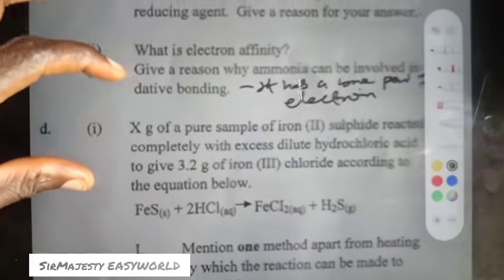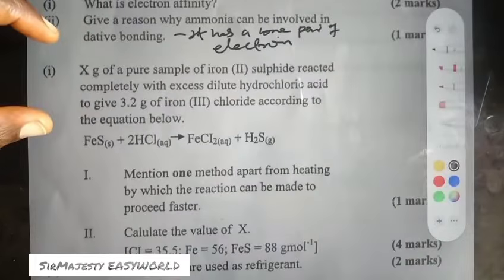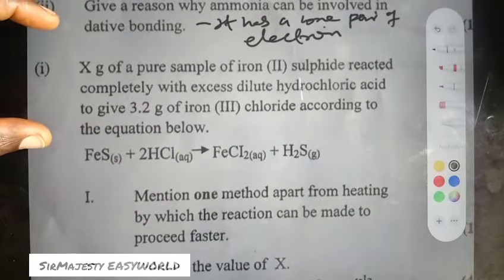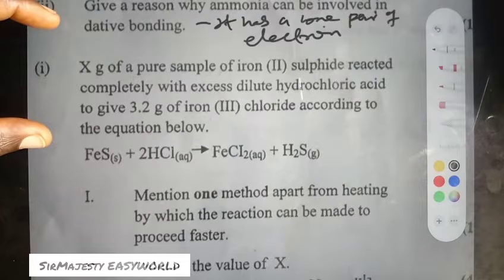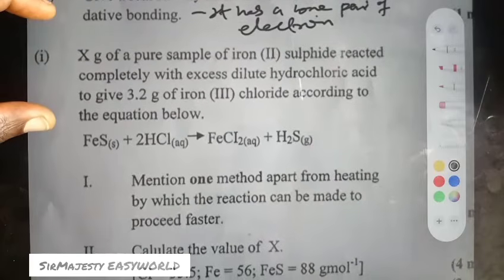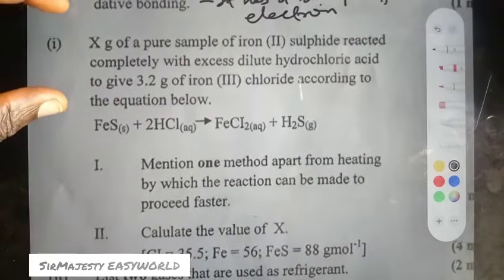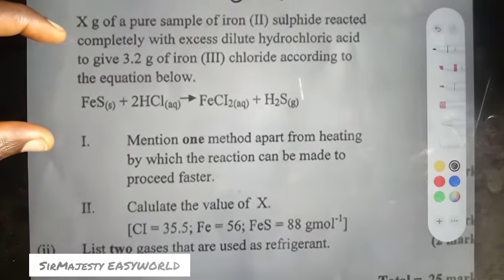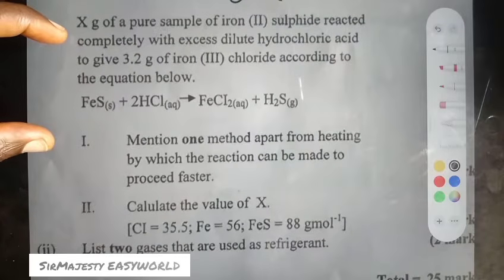Then number D, it says x gram of a pure sample of iron 2 sulfide reacted completely with excess dilute hydrochloric acid to give 3.2 grams of iron 3 chloride according to the equation below. FeS plus this, yes, of course. Mention one method apart from heating by which the reaction can be made to proceed fast.